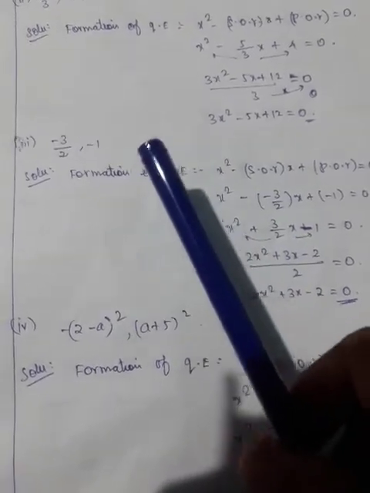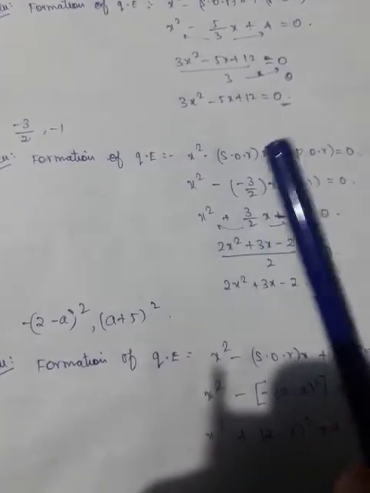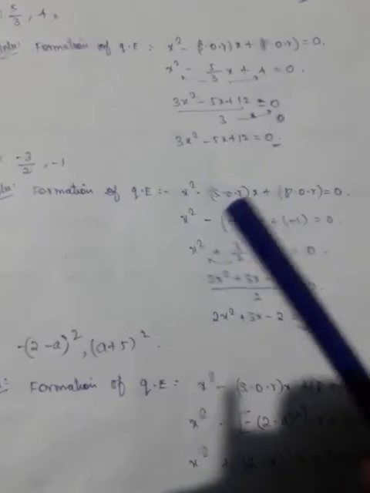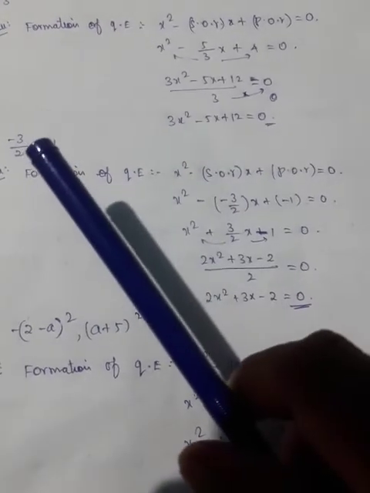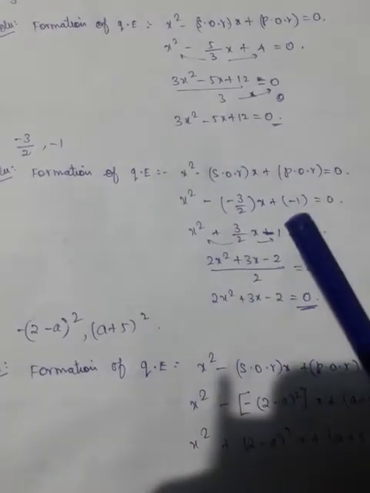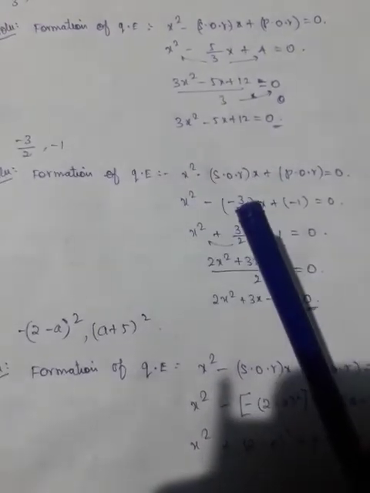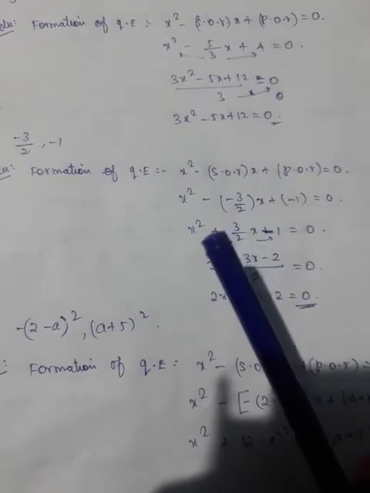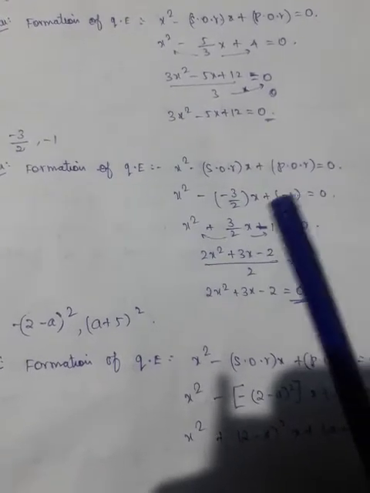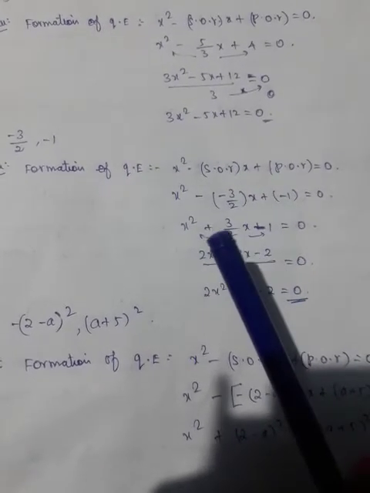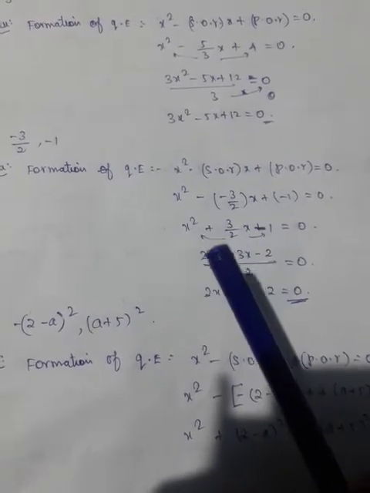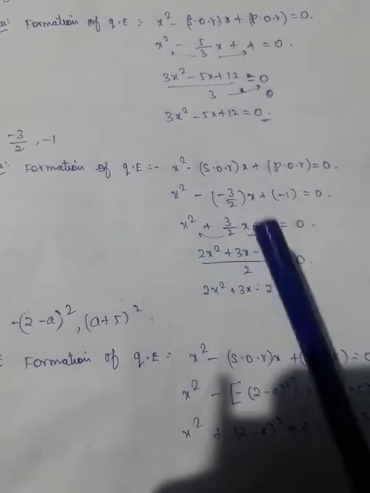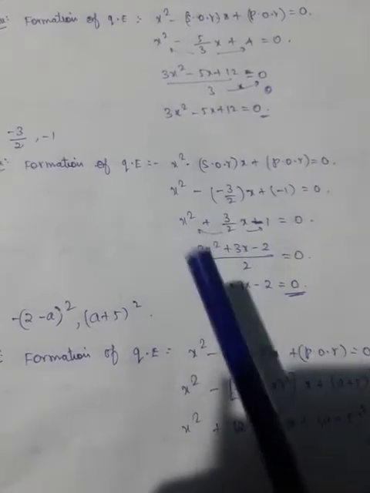So the same sum, formation of a quadratic equation: x square minus sum of roots x plus product of roots equal to 0. Substitute the sum of roots value and the product of roots value. Then minus into minus plus 3 by 2 x plus into minus minus 1. Here also, multiply by 2 on both sides, meaning on the left hand side only.